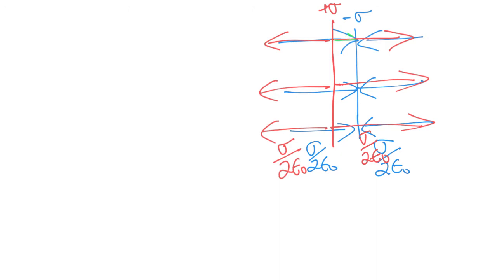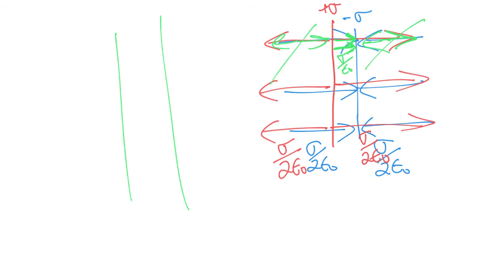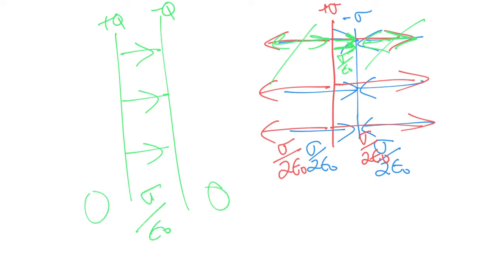We have a sigma over 2 epsilon naught plus a sigma over 2 epsilon naught, which is going to be sigma over epsilon naught. And here we have this and this, so that goes away. And here we have this and that. So again, inside, so plus Q minus Q, or plus sigma minus sigma, doesn't matter. Inside is sigma over epsilon naught, and outside is 0. Okay? This is a very important thing we will come back to lots and lots.